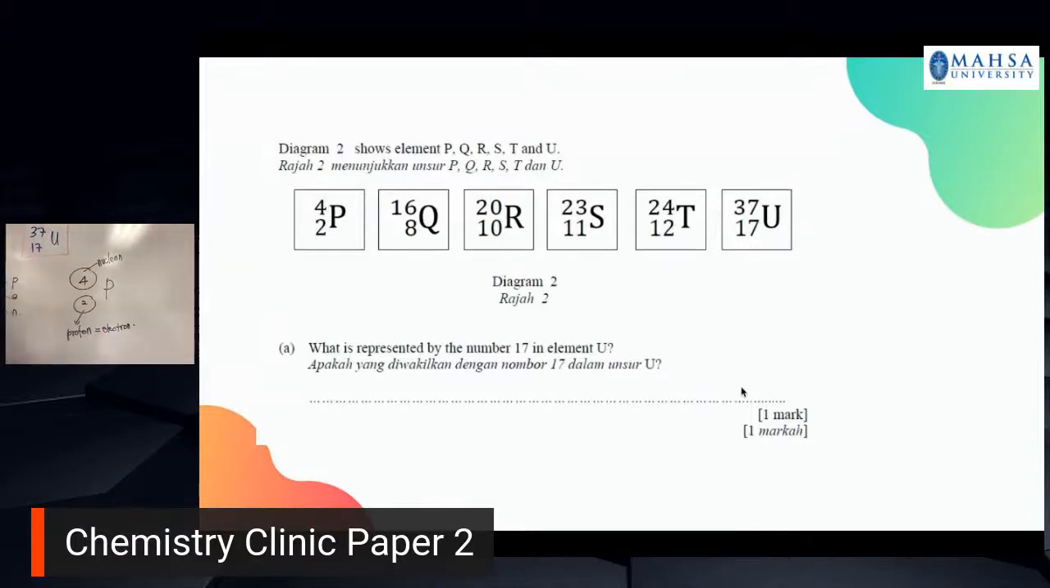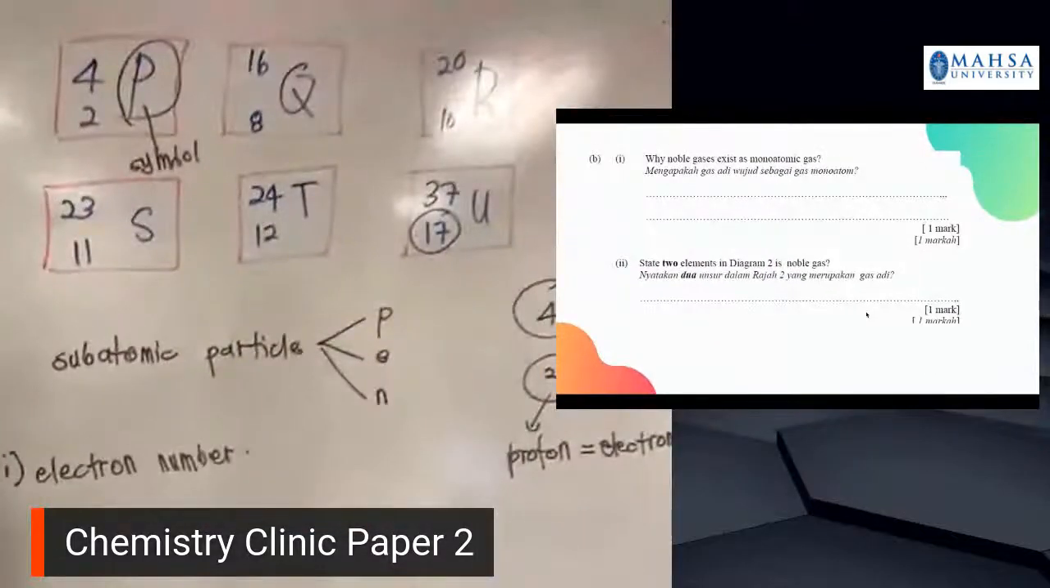Mr. Alex, can we go for the first question? The first question is, what is represented by the number 17 in element U? Element U is here, so 17. This 17 refers to a proton or electron number. So the answer for question number 1 is electron. Thank you, Mr. Alex. Can we proceed with the next question?